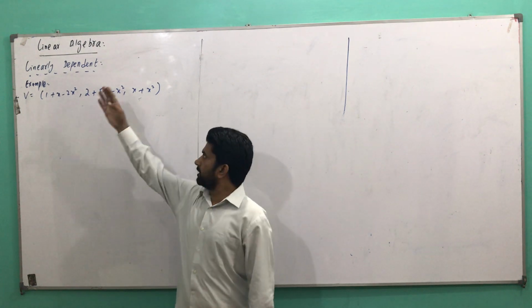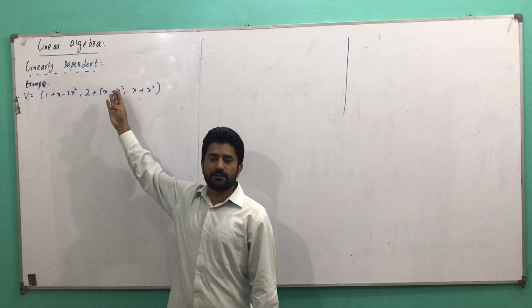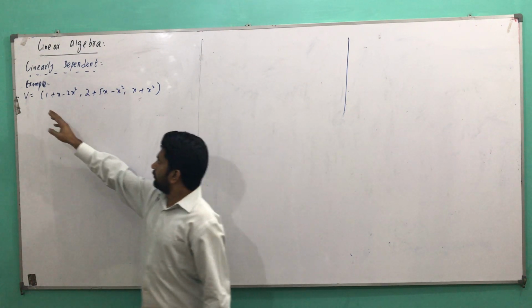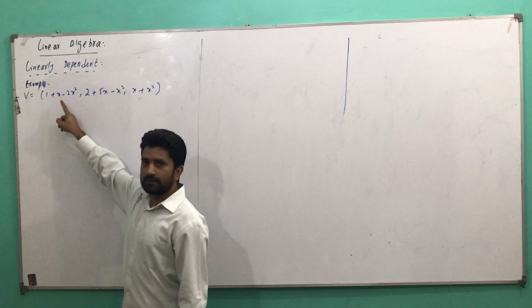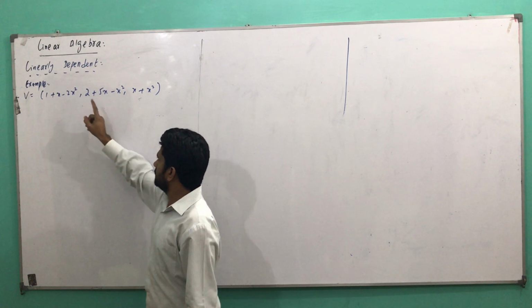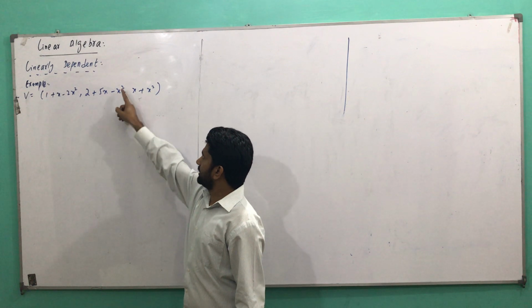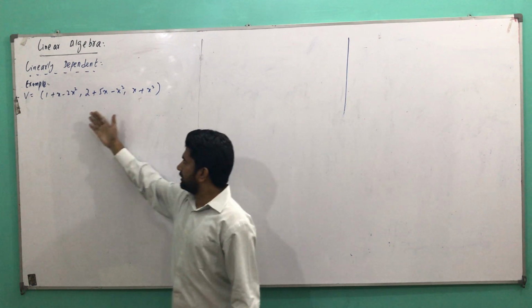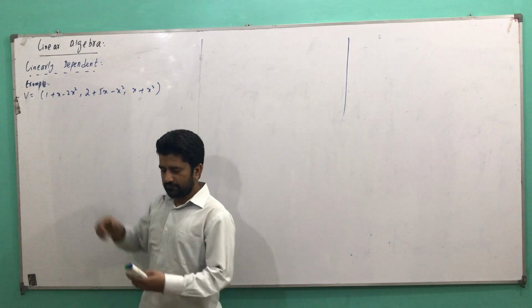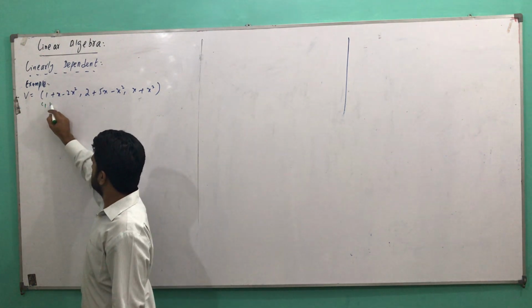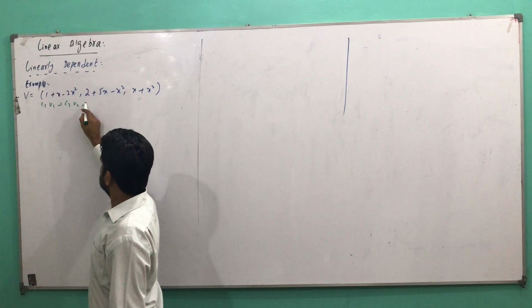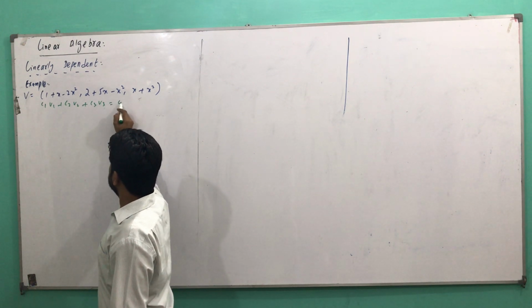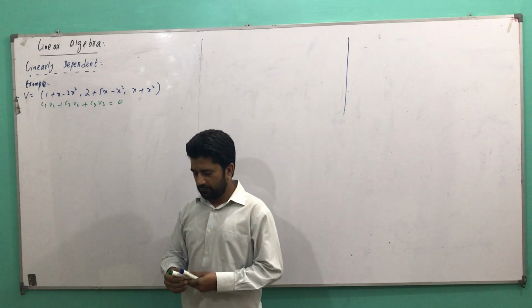Okay class, now we are going to discuss linearly dependent sets of vectors. For example, we have v1 = 1 + x - 2x², v2 = 2 + 5x - x², and v3 = x + x². We have a set of three vectors. Let's first write it in the form c1 v1 + c2 v2 + c3 v3 = 0. Now put the values in this.